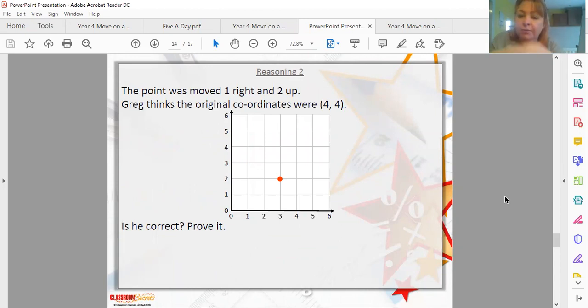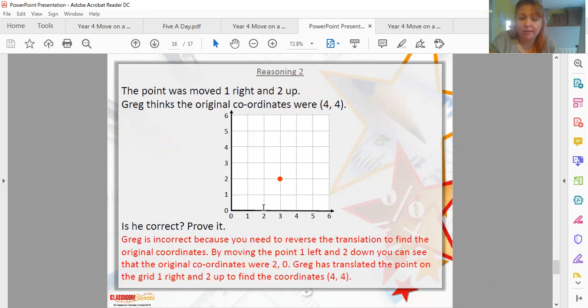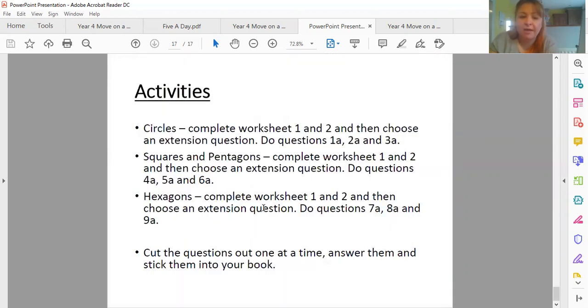So you've got to work backwards. So if it went 1 right, you need to go 1 left. And if it went 2 up, you need to go 2 down. So that would put me at 2, 0. So again, you could draw the diagram to prove it. Greg is incorrect because you need to reverse the translation. So these answers that you're seeing on the screen now in red, this is what we're hoping to get you doing. We've been building on it all year. You've got to be able to discuss that maths.